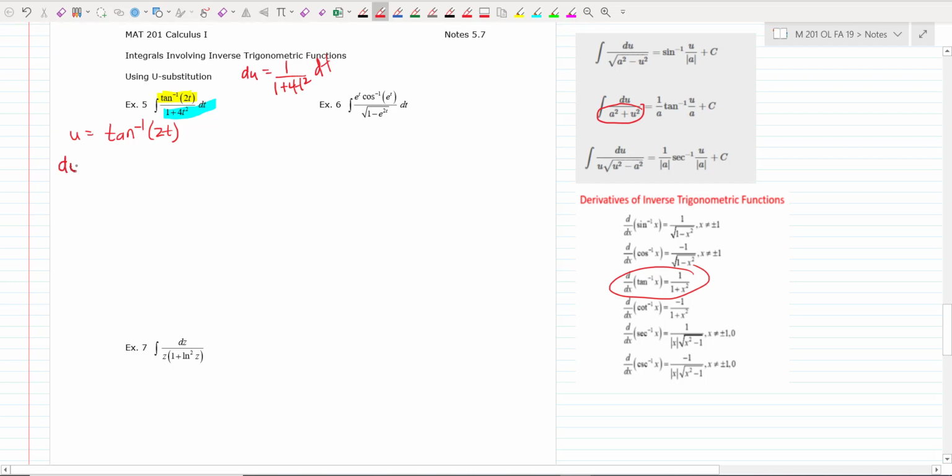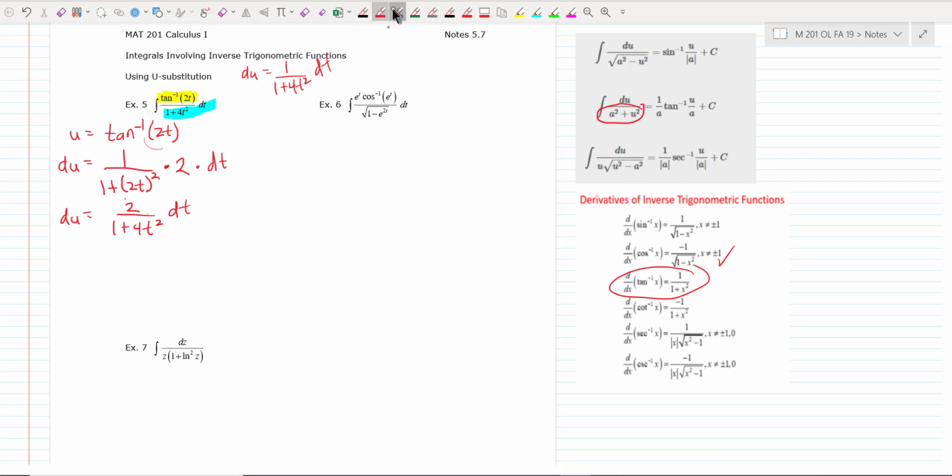Okay, so we got to do this by the chain rule. The derivative of the inverse tangent, you can look at this formula for reference, is 1 over 1 plus this function squared times the derivative of that function, which is 2 times dt. Okay, well, we're close. Looks like we're only off by a constant. So what we'd have is du equals 2 over 1 plus 4t squared times dt. So all we got is that extra constant 2.